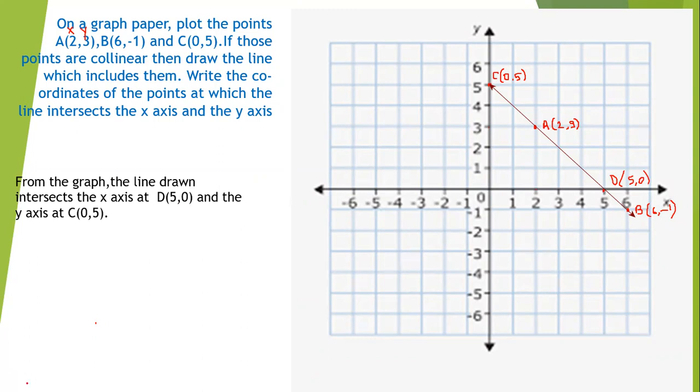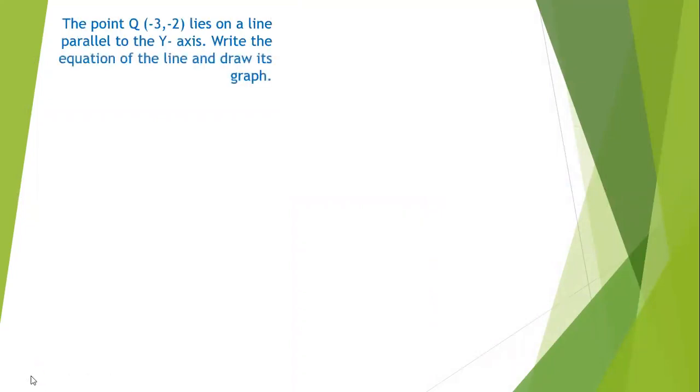Now, let us move to the next sum. The point Q (-3, -2) lies on a line parallel to the y-axis. Now here they have given us only one point and the name of the point is point Q. And the coordinates are -3, -2. And this line is parallel to the y-axis.